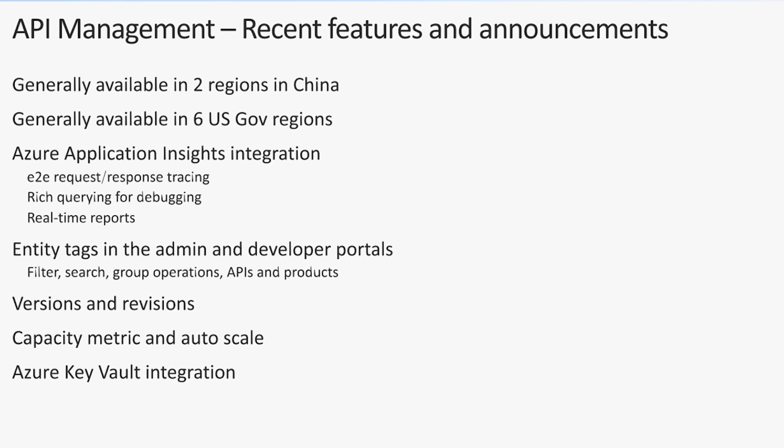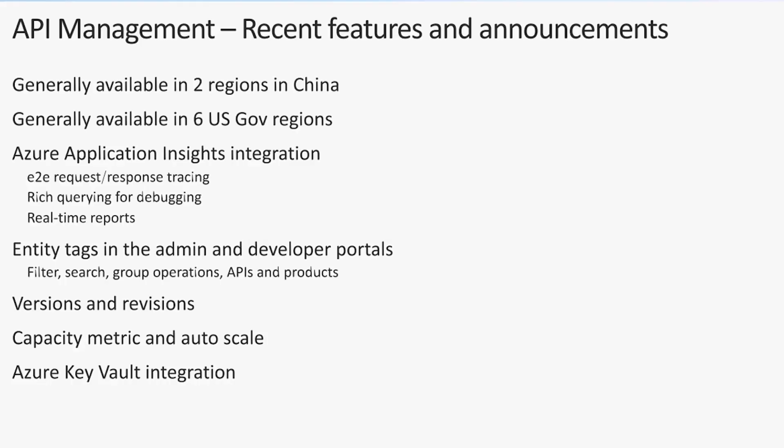We also started previewing the integration with Azure App Insights, which is a very useful feature because if you currently use App Insights for your front-end apps and your back-end APIs, now you can go to App Insights and do end-to-end request response tracing. Not to mention that App Insights also gives you a very rich surface to dig into the data and the telemetry, right? And it also comes with a real-time dashboard. So this integration is very helpful and useful for monitoring and troubleshooting your APIs.